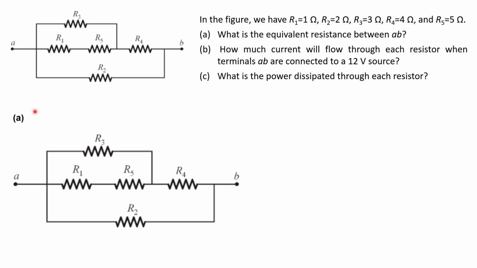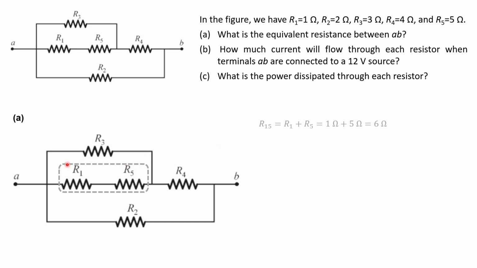with part A. So R1 and R5 are connected in series, right? So then the net resistance of this part of the circuit is going to be just R1 plus R5. We're going to denote this net resistance as R sub 15, which is equal to R1 plus R5, or 1 plus 5 ohms, equals 6 ohms.